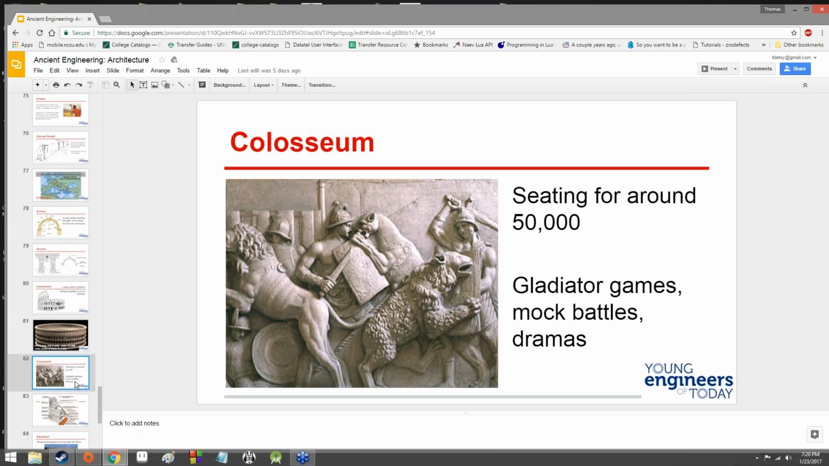Then you have mock battles, and that's essentially just like Civil War reenactments and stuff like that. And dramas, plays. Old plays. All that kind of stuff could be held in the Colosseum. It's like MMA, except very intense.